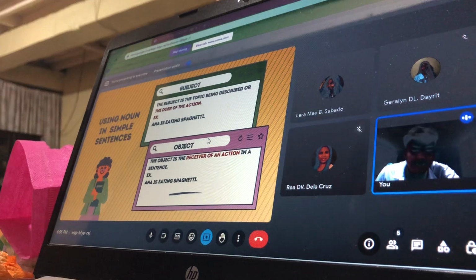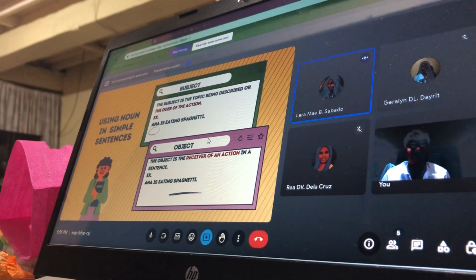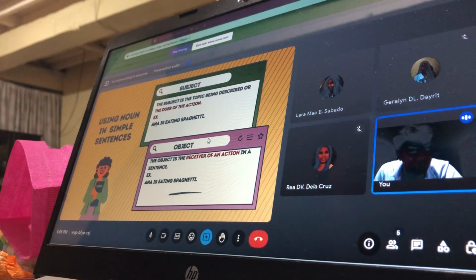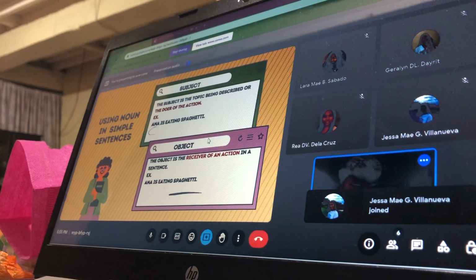Anna, okay, very good. Anna is the doer of an action. So Anna will be the subject because she is the doer of an action. And the receiver of an action is what? The receiver of an action is the spaghetti, because eating is the action and spaghetti is the receiver of an action. Do you understand the object? Yes, sir. Okay, very good.